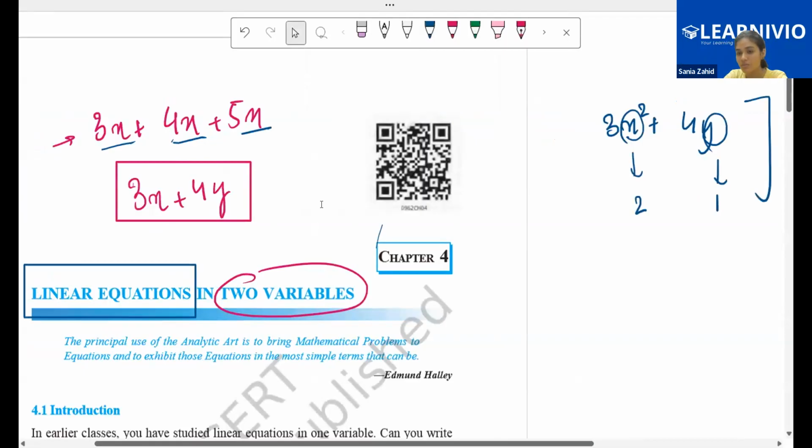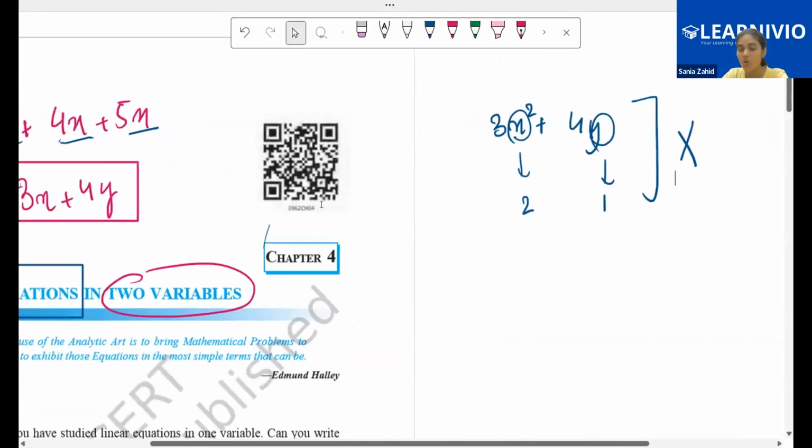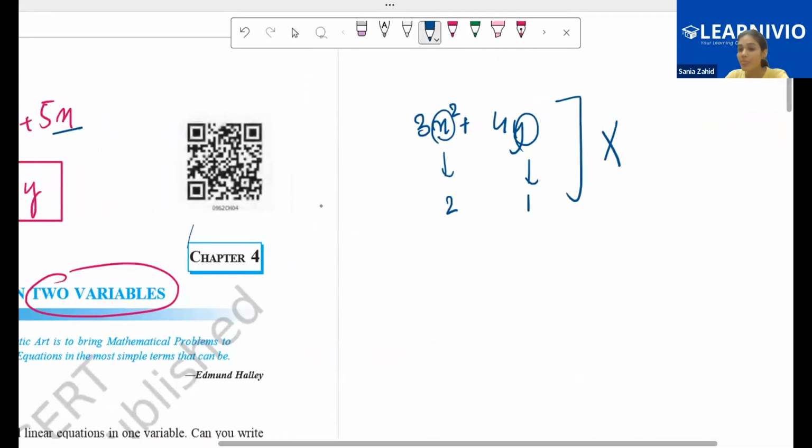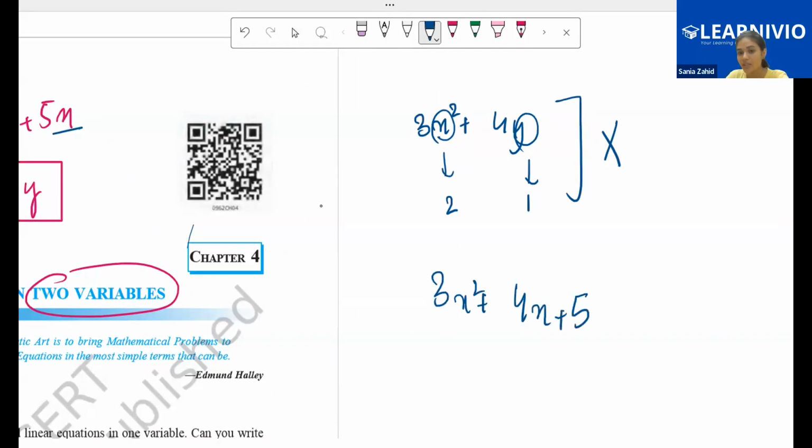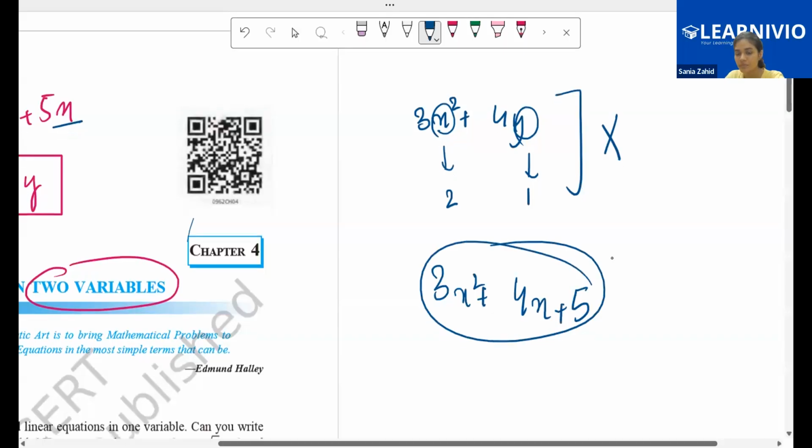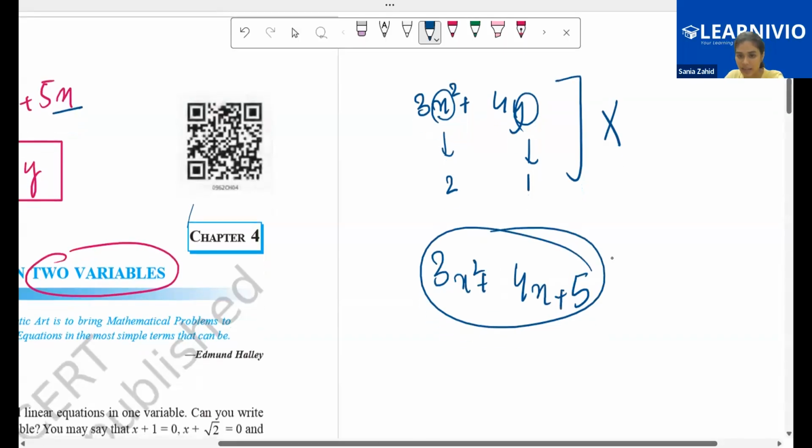Ma'am, no, I didn't understand that part. Okay, ma'am, can I write 3x square plus 4x plus 5? Is this an equation? No, it's not an equation, it's an expression. Now I'll write is equal to 20. Is this now an equation? Yeah.